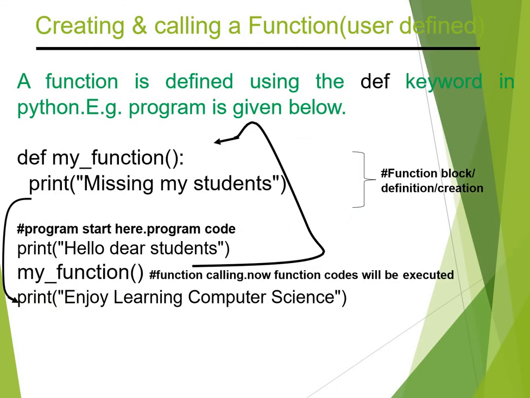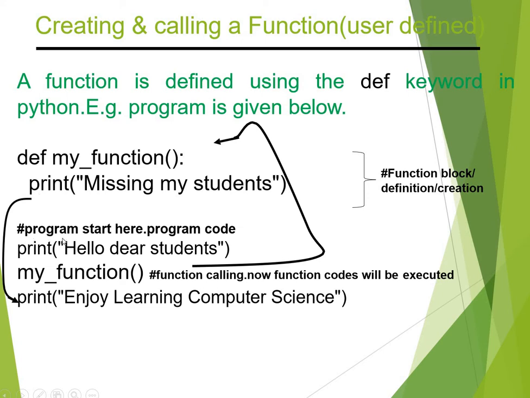Now, how will you create and call a function? To create a function, we have to use the keyword def. Let's look at an example. def my_function, print missing my students. This is the definition of a function. The name of the function is my_function. There are no parameters inside, and that is also accepted. Then I'm giving print missing my students. This print statement belongs to this function because the statement is indented.